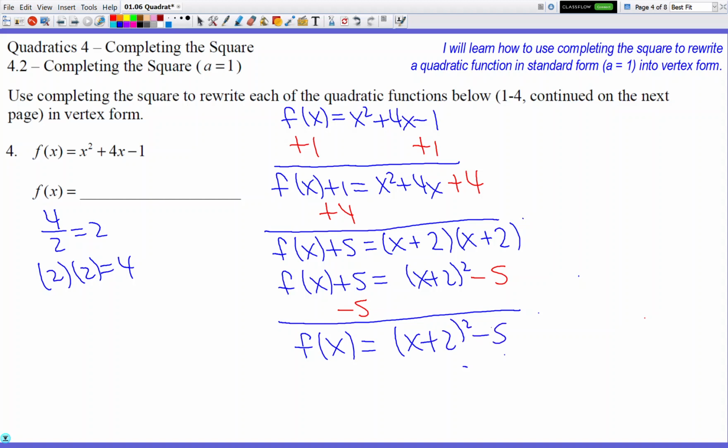So that's going to be my vertex form that I write on this line: x plus 2 quantity squared minus 5. And my last step is going to be to write my vertex coordinates. My vertex coordinate is going to be (-2, -5).